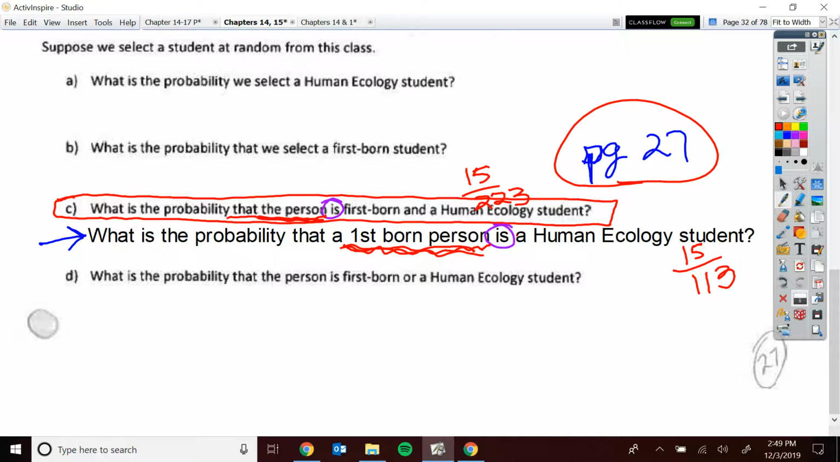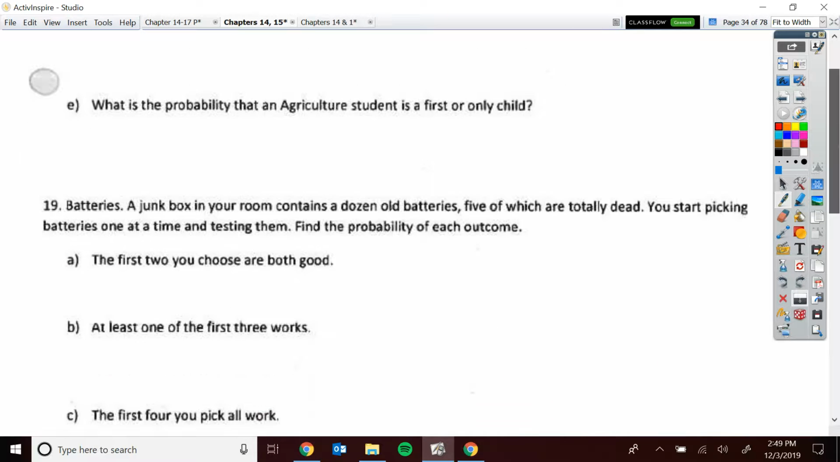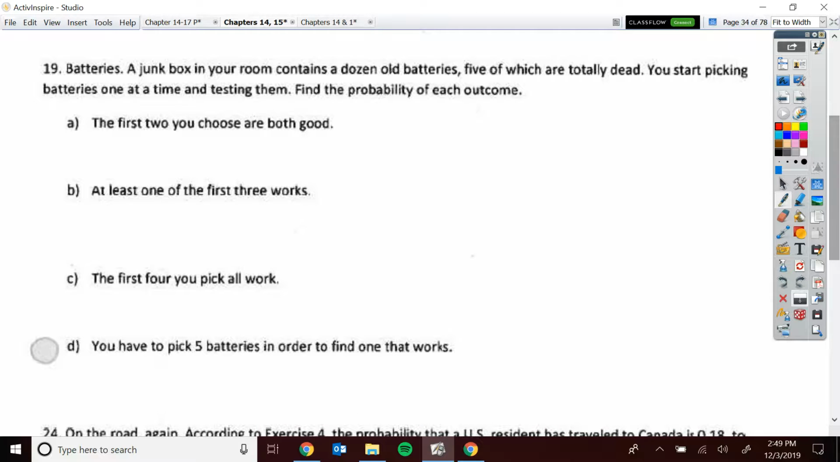Now, I want to mention one other thing. I know you're not there yet, but let me just tell you this, and then I can just let you work. Go over to your problem 19. This one has some review components to it, plus something a little new. So this is 12 batteries. 5 are totally dead, and you start picking the batteries one at a time and testing them. I want you to think for a second about choosing 2. What's the probability you're going to choose 2 that are both good? Let me give you a moment to think about that.